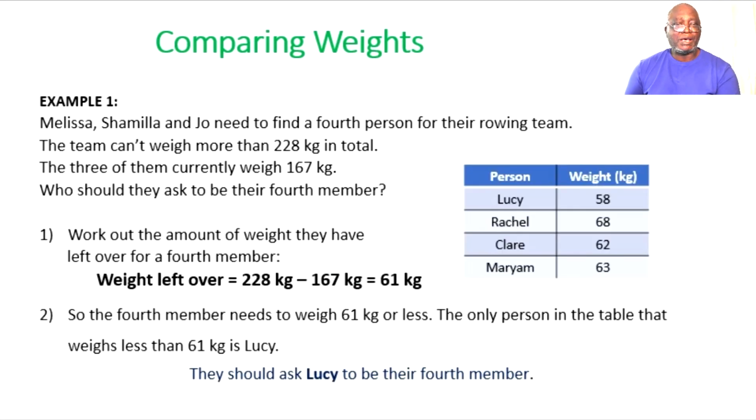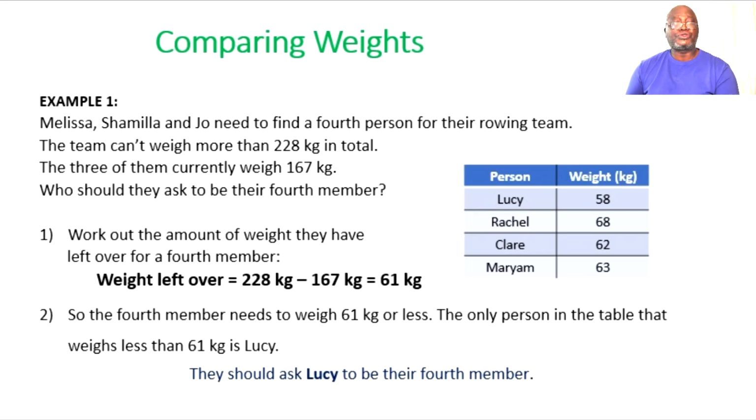Melissa, Shamila, and Joe need to find a fourth person for their rowing team. The team can't weigh more than 228 kilograms in total. The three of them currently weigh 167 kilograms. Who should they ask to be their fourth member from those four ladies?